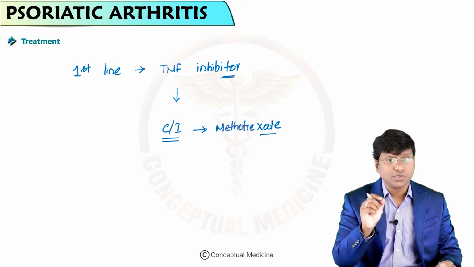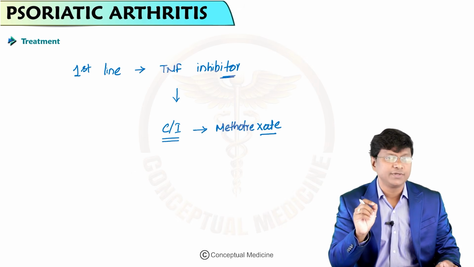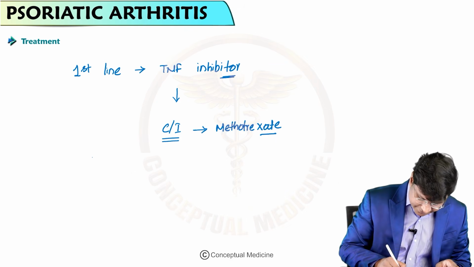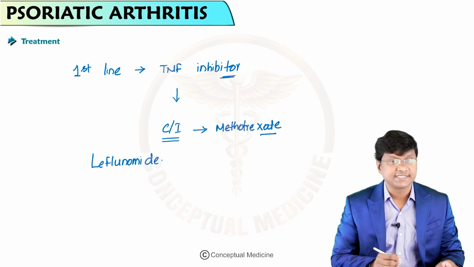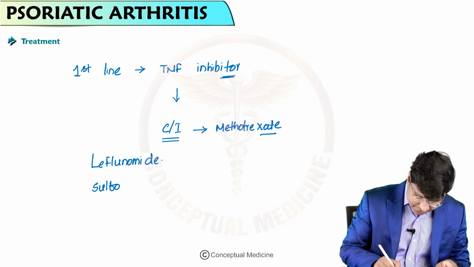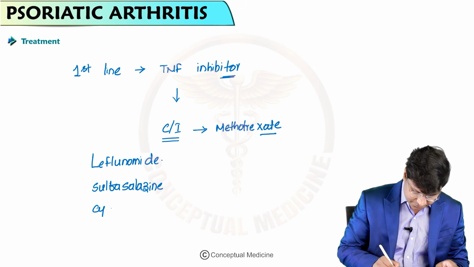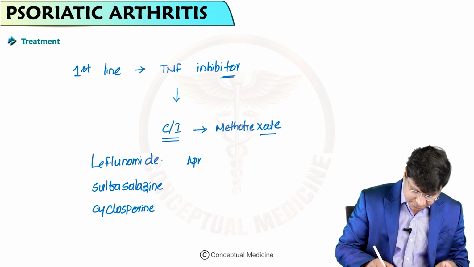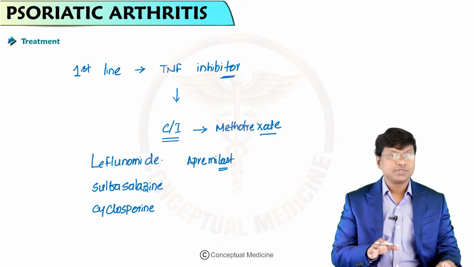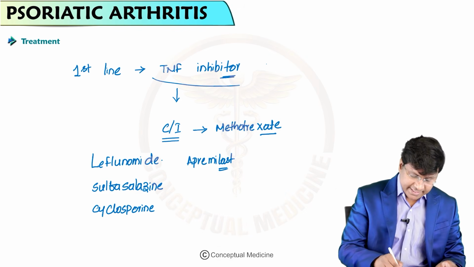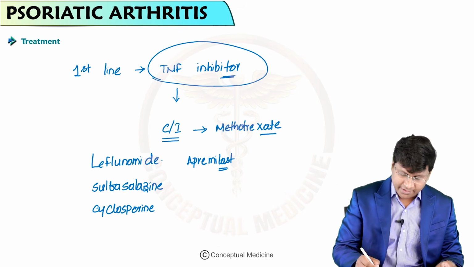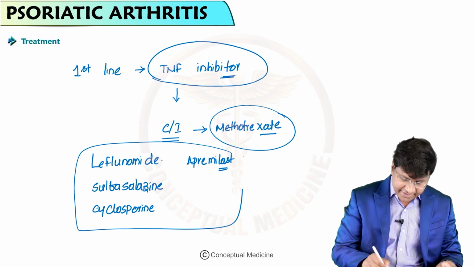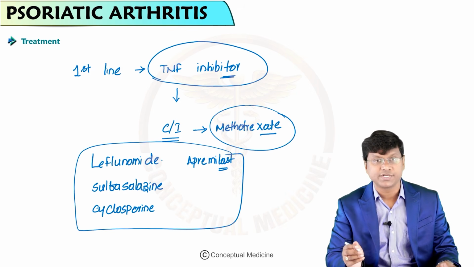Now, there are also some small molecule agents. What are these small molecule agents? Small molecule agents such as leflunomide, sulfasalazine, cyclosporin, and apremilast. These are the small molecule agents that can be given. If TNF inhibitors are contraindicated, methotrexate should be the first line, and if the individual cannot tolerate even methotrexate, these small molecule agents can be given.